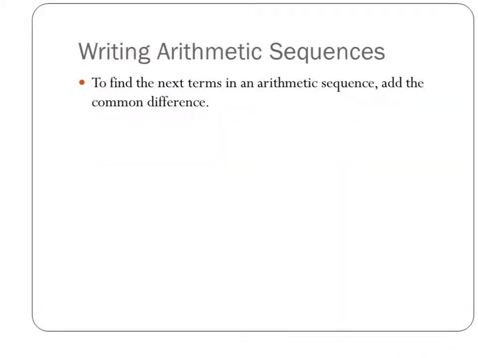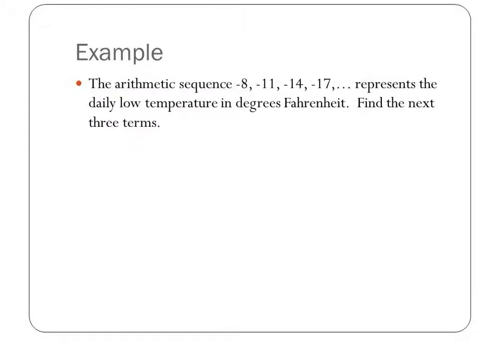The next thing we're going to do is we're going to actually write the next terms in the sequence. So if you know the common difference, all you have to do is continue that pattern and you know the next terms in the sequence. So if we have negative 8, negative 11, negative 14, negative 17, okay, and these happen to be daily low temperatures, find the next 3 terms. So you need to first find your common difference. That looks like minus 3. Make sure it's the same the whole time. Minus 3, minus 3. So if I minus 3 more, what would I be at? Negative 20, and then we want next 3, so we need the next one. Negative 23, and the next one, negative 26.